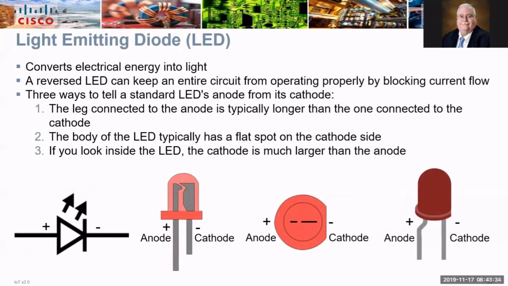They are polarized, meaning they have an anode, positive side, and cathode, negative side. It is a common mistake to reverse the LED, which causes it not to work properly. LEDs can be identified by the color and different length connectors.